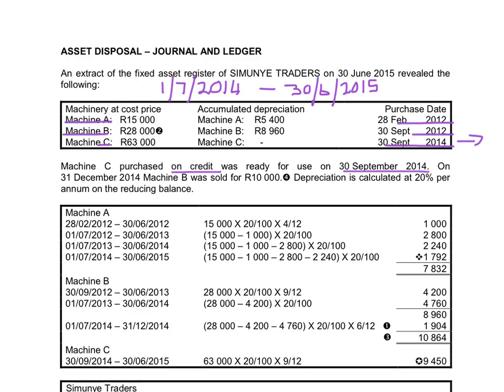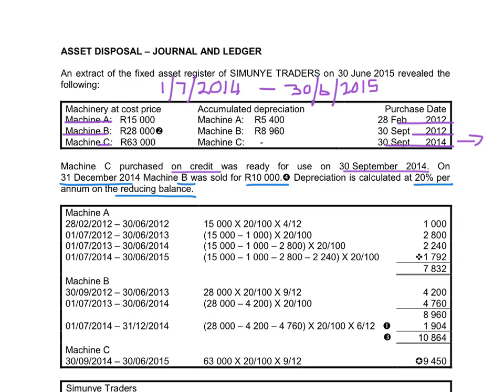On 31st of December 2014, machine B was sold for 10,000 Rand. So that means we sold this vehicle in the middle of the year, and we will only write off depreciation for the number of months that we use the asset. Depreciation is calculated at 20% per annum on the reducing balance or diminishing balance, or you can say carrying amount.